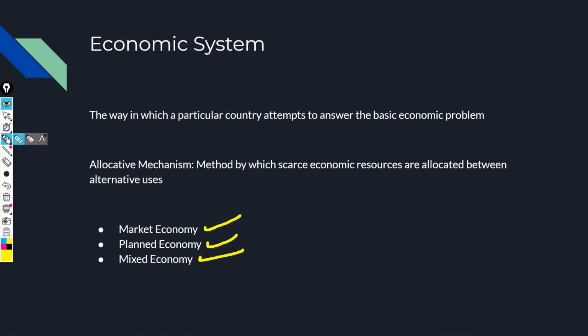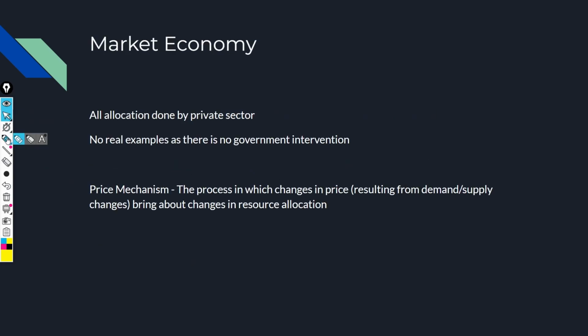And we're going to be looking at each of these in the context of economics, and the advantages and disadvantages of each. So, what is a market economy? This is basically when all the economic resources available are allocated by the private sector. So these are firms and businesses, and there's not really any real examples, as almost no country has no government intervention, and the price of an item is mostly set using something called the price mechanism.